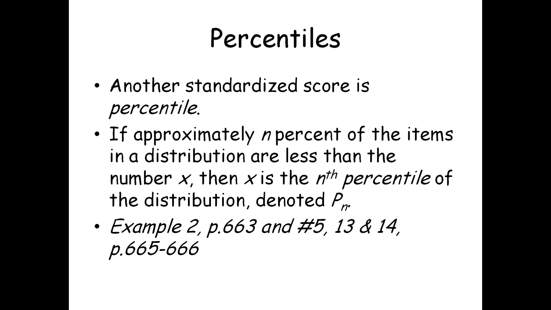Another standardized score to consider is percentiles. So if we have n% of the items in a distribution being less than a certain number x, then x is the nth percentile of the distribution. An illustration of this is page 663, example 2. And we'll do some illustrations in the examples on page 666 actually.